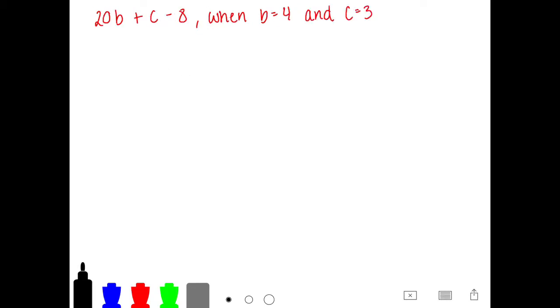Here we're given the problem 20 times b plus c minus 8 when b is equal to 4 and c is equal to 3. So we're going to rewrite this problem, plugging in our given values. We have 20 times 4, because that's what b equals, plus 3, because that's what c equals, minus 8. And then we're going to solve. We'll simplify the equation. So we have 20 times 4, which is 80, plus 3 minus 8. And then we're going to add the 80 and 3 following order of operations. So you have 83 minus 8, which is then equal to 75.